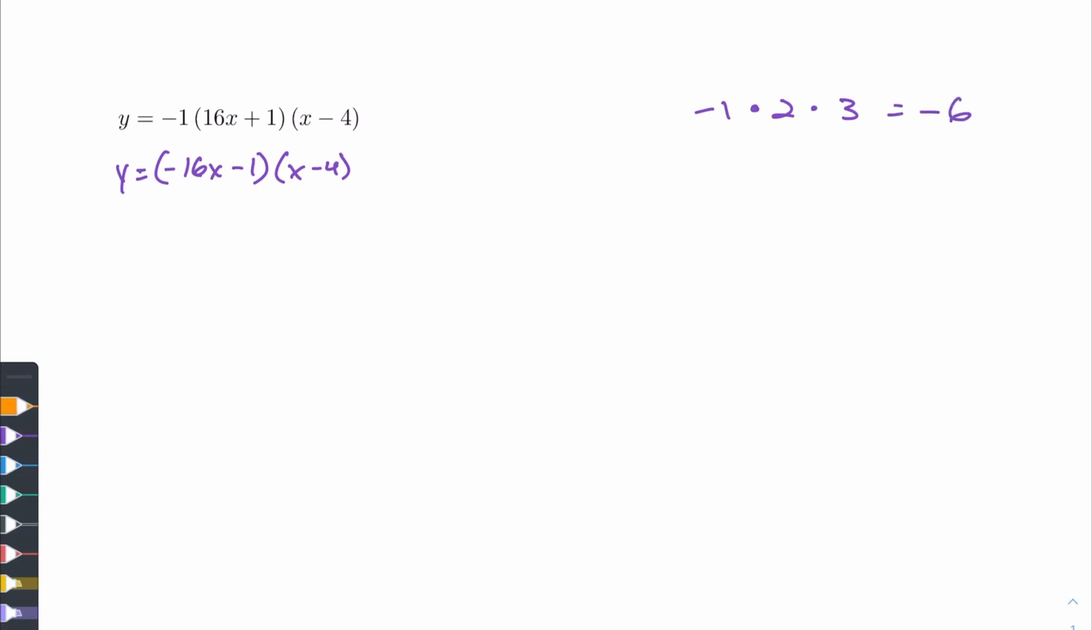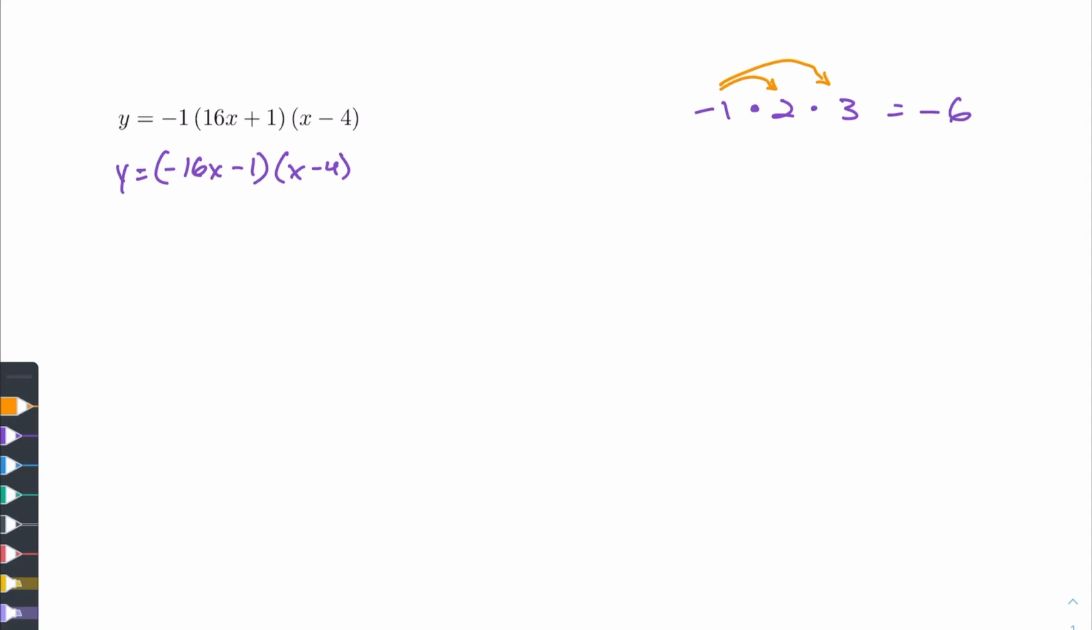But if I took this -1 and I multiplied it by this 2, and then I took this -1 and I multiplied it by this 3, I would end up with a +6, because I'd have a -2 times a -3, +6. That's not the answer. So we cannot take this -1 and distribute it over both of these things. We're only going to choose to do it with one of them. And you could choose to do it with the first one, or you could choose to do it with the second one. It doesn't matter.